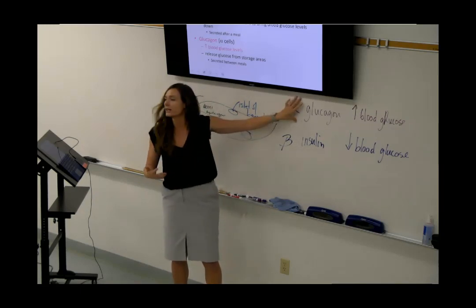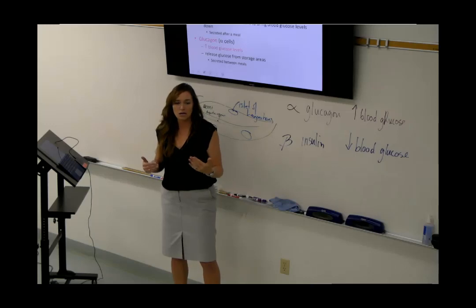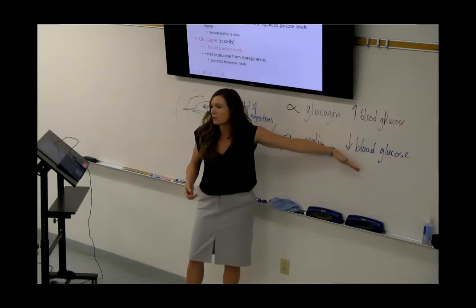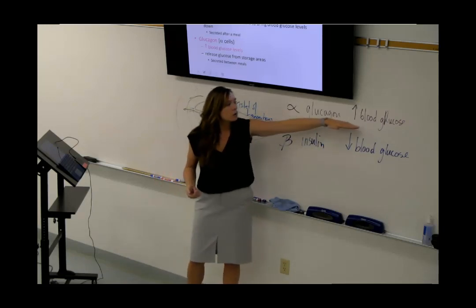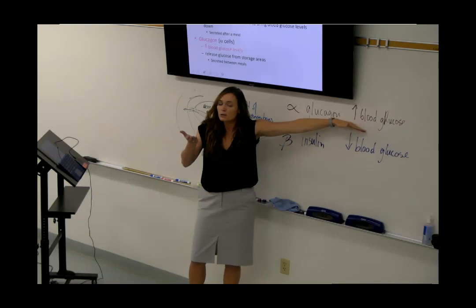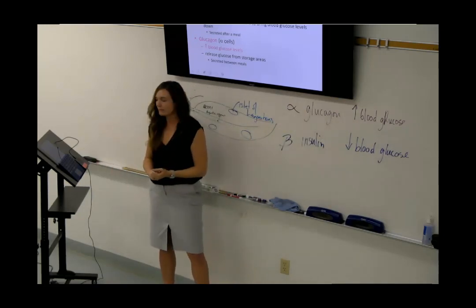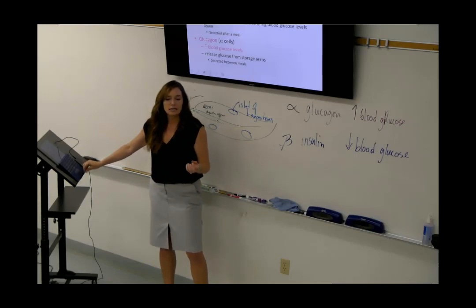It comes back here, and it shuts it off here. That's the feedback loop, once it's back to normal, it stops secreting. So insulin is going to manage it to lower it if you had high blood glucose levels, like after breakfast, and glucagon is going to manage you between meals, increasing your blood glucose levels until you can eat again. So that is that.